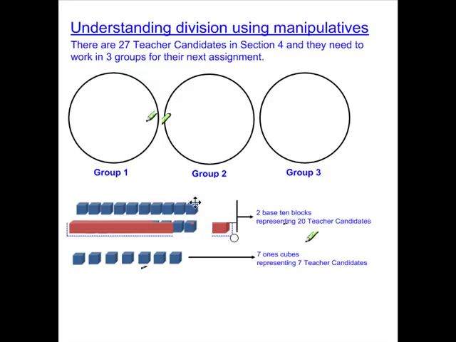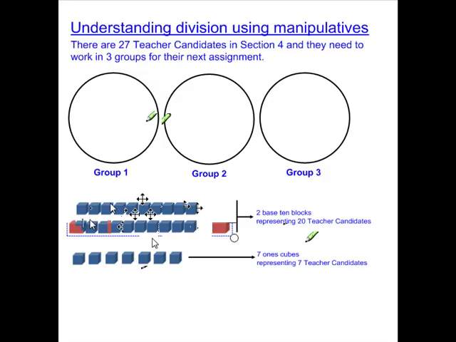So now, let's count them up. 1, 2, 3, 4, 5, 6, 7, 8, 9, 10, 11, 12, 13, 14, 15, 16, 17, 18, 19, 20. So I have 20 ones cubes, which is the same as having 2 base 10 blocks. I haven't started sharing anything out yet. I've just made it easier for us to begin the sharing process.